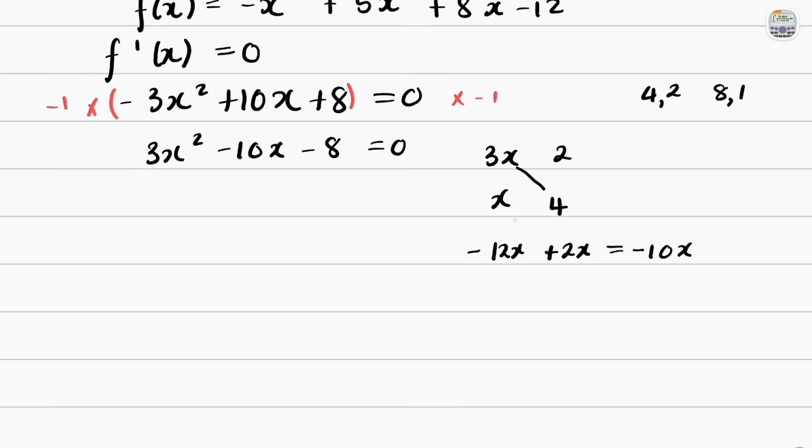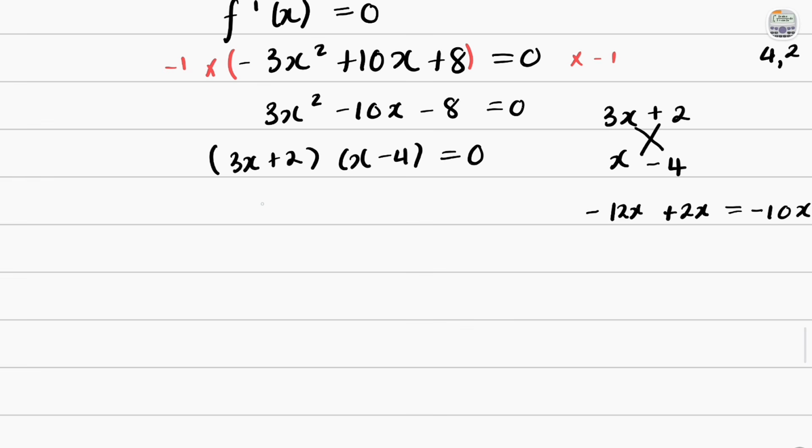So here, how do we get the 12x? We got it by saying 3x times 4. So we're going to give the negative to the 4 and the positive to the 2. So there we go. Our factors are (3x + 2)(x - 4) = 0.